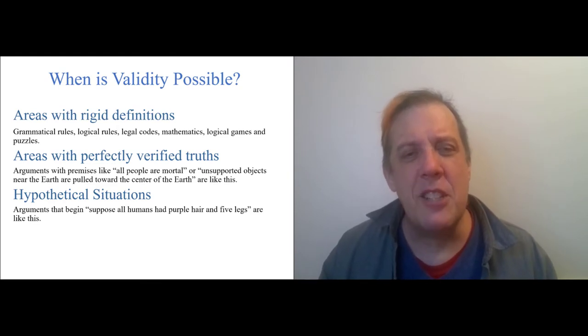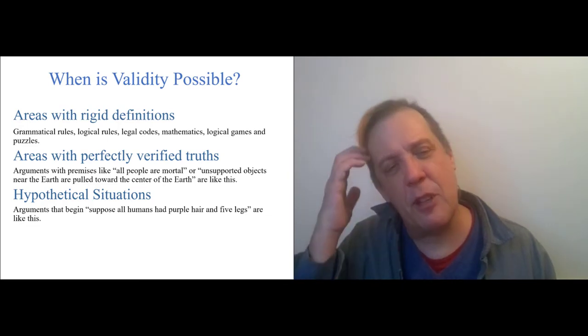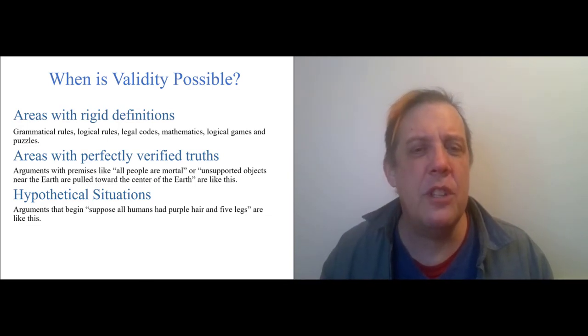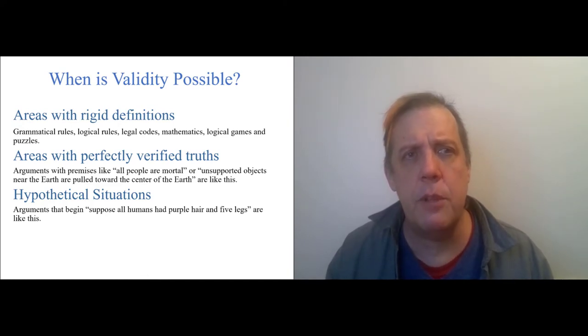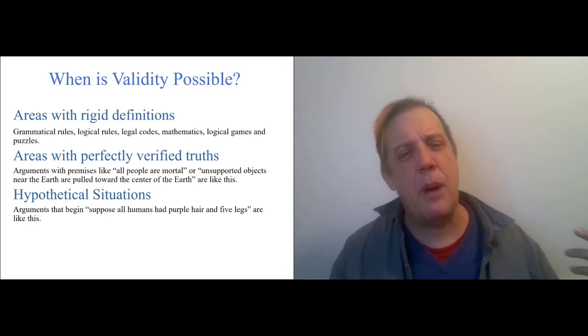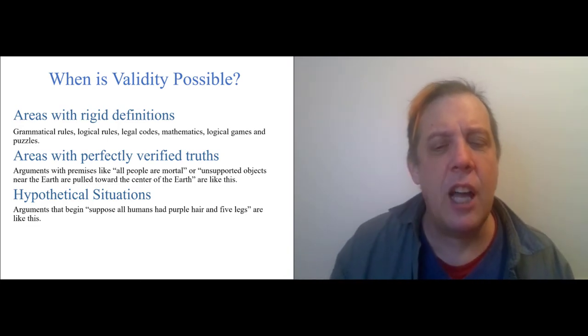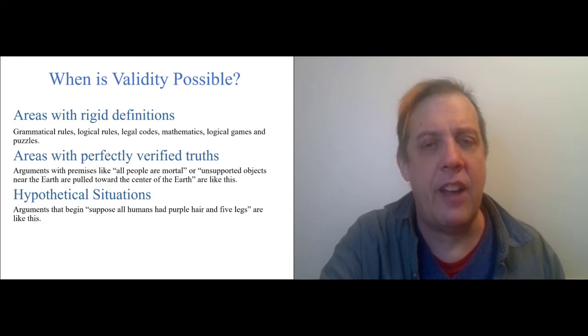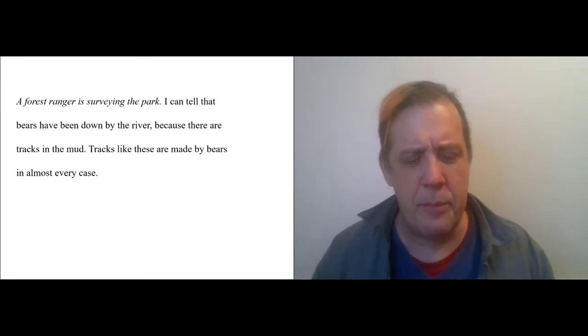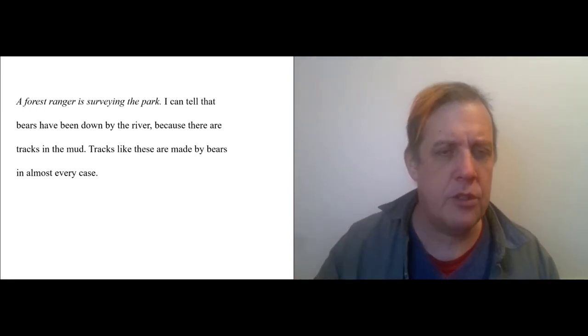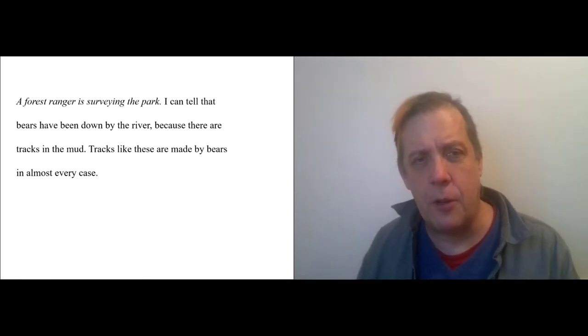Valid arguments are also possible in hypothetical situations if we just imagine that we've got a perfectly verified truth. So we can say, all humans have purple hair and 5 legs, or all people are carrots. As long as we're imagining that these universalizations are as true as 2 plus 2 is 4, then we can make validity possible. But most of the time, arguments aren't even trying to be valid. So I'm going to do one from the homework. The way I've got the course set up this semester, you're doing the homework after the video, so I'm giving you an answer. But let's just check this out.